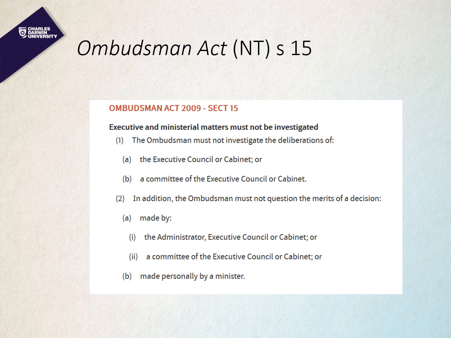Now, this is quite interesting, because it does mean that the Ombudsman can't investigate anything to do with Cabinet or the Executive Council, which is essentially the same thing, at all, but also can investigate matters surrounding a decision made personally by a minister, but can't question the merits of the minister's personal decision. But it is important to note that the actions surrounding the minister's decision, like what were the processes leading up to it, what was the information provided and not provided by the department or agency to the minister that led him to make the decision, all of that can be looked at by the Ombudsman.